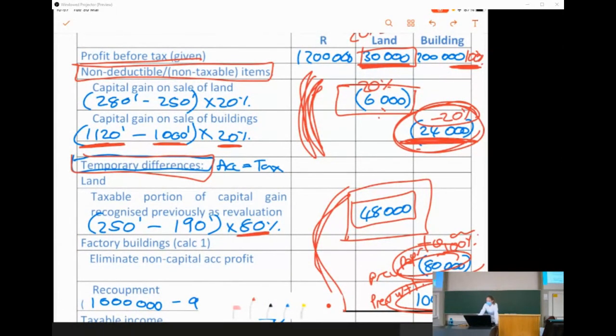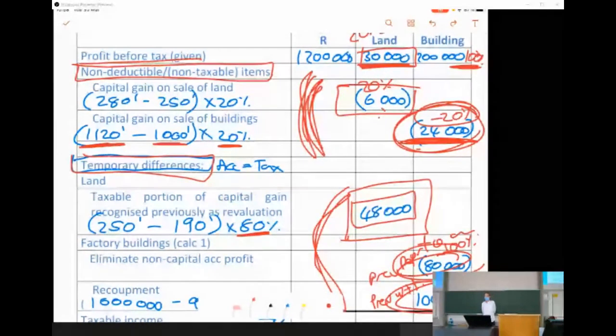Is there a recoupment for land? No, there cannot be a recoupment for land because we didn't have any allowances. So we will only have a recoupment if we have allowances. We had allowances in the prior years, and now we're selling it for a higher value. I see the effect is the same.